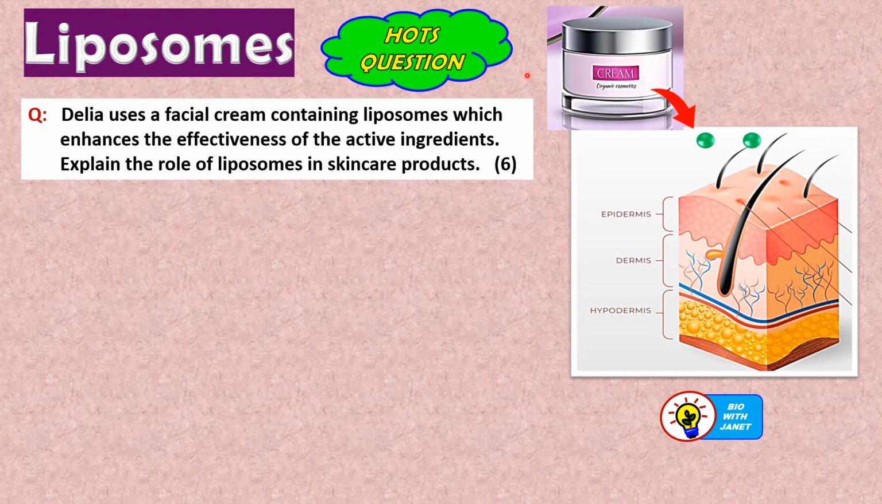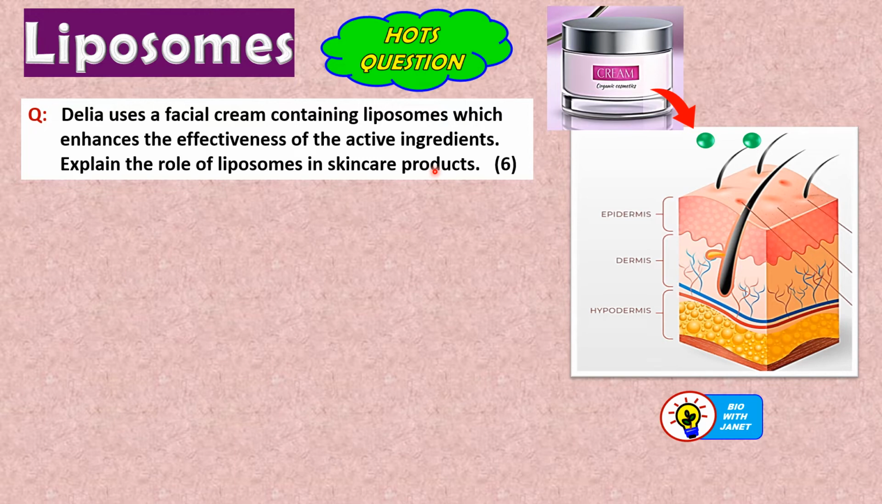Let's look at an interesting HOTS question on liposomes. Delia uses a facial cream containing liposomes, which enhances the effectiveness of the active ingredients. Explain the role of liposomes in skin care products. 6 marks. Right, so this can be an essay question or it can also be asked in the structured question. So, role of liposomes, highlight that. Skin care products, such as facial cream. What's the role of liposomes?